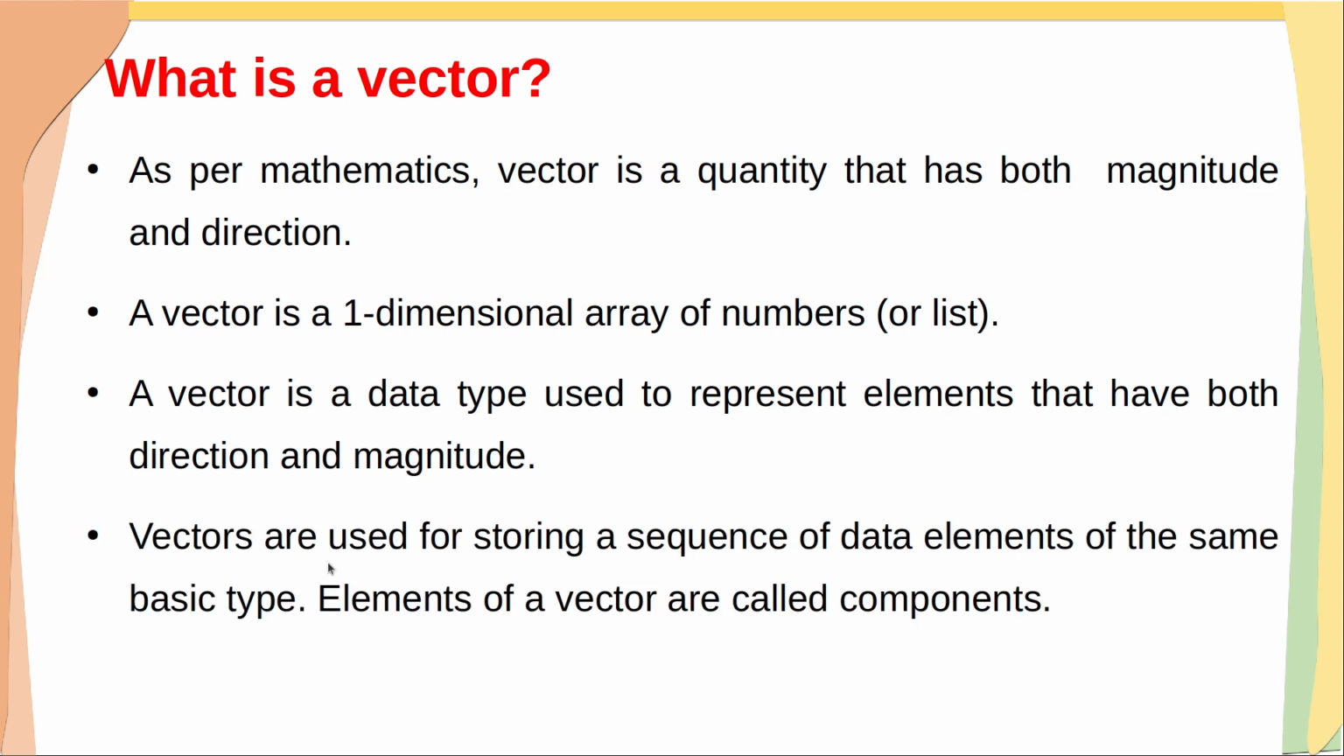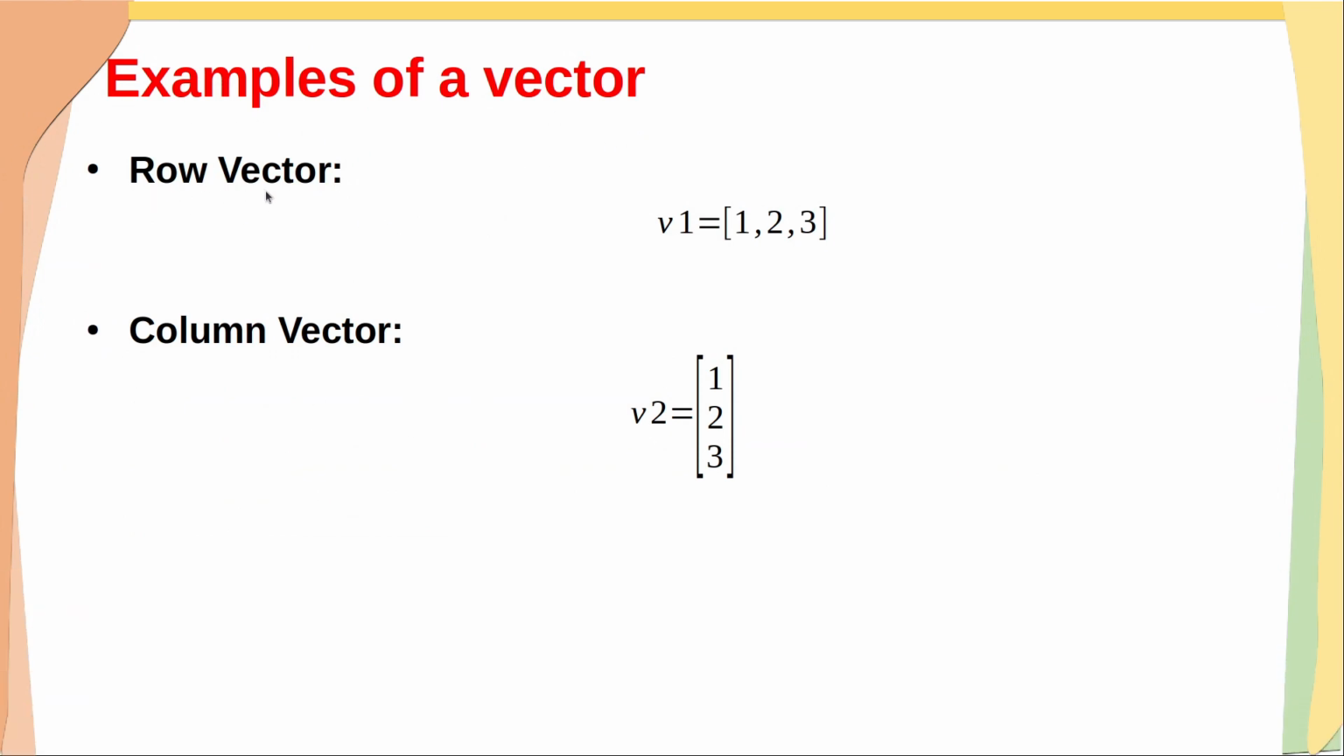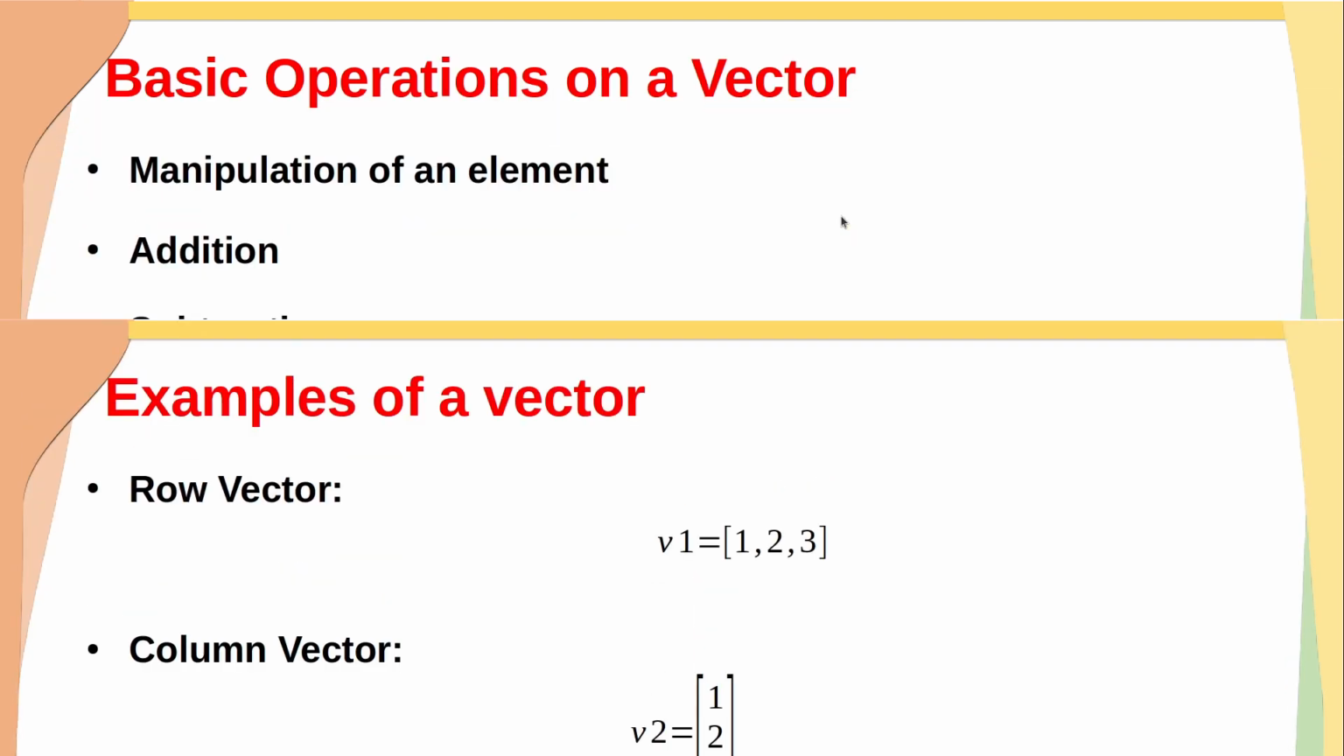Dear friends, vectors are used for storing a sequence of data elements of the same basic type. Elements of a vector are called components. Examples of a vector. Row vector, you can see v1 is equal to, within a square bracket, 1, 2, 3. You can have any number of elements. This is a representation of a vector, that too a row vector, in mathematics. Say a column vector v2 is equal to, say within a bracket, 1, 2, 3. It's an example for a column vector and this is the example for a row vector.